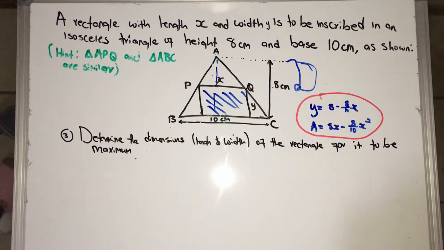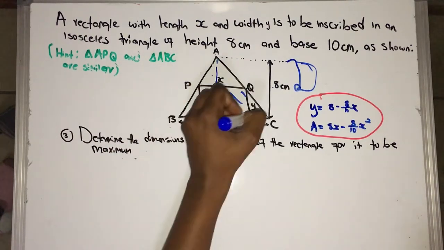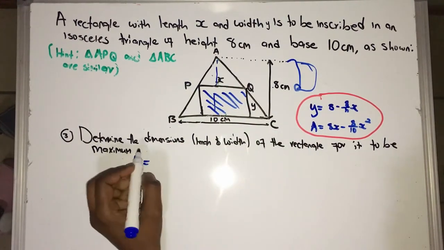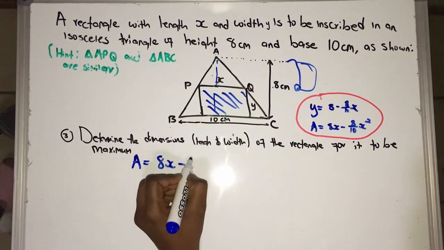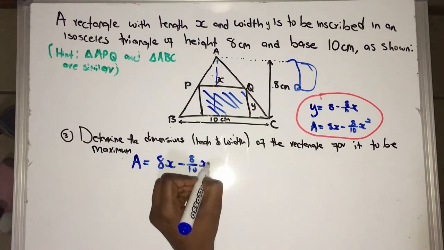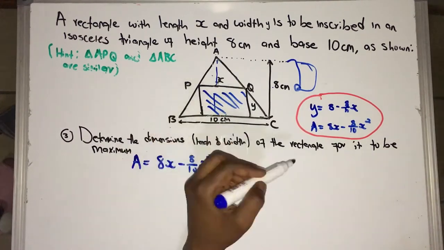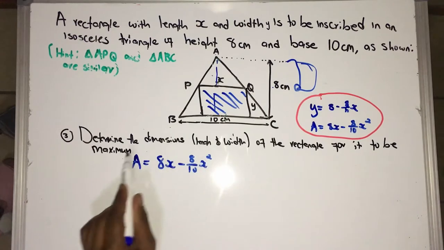Okay, how do we know if the rectangle is maximum or minimum? What quantity, what measurement can we use? Obviously, this can be determined by the area, to tell whether the rectangle is bigger or smaller compared to the other one. The area of this rectangle, we found it to be equivalent to 8x minus 8 over 10 x squared. So we want the values of x and y where this area is at its maximum.